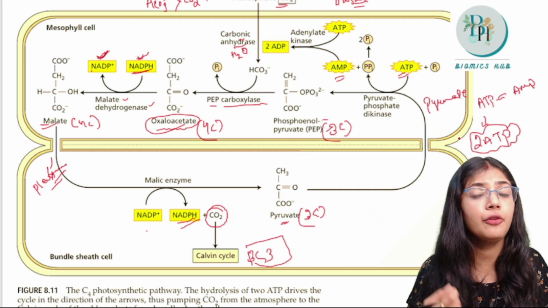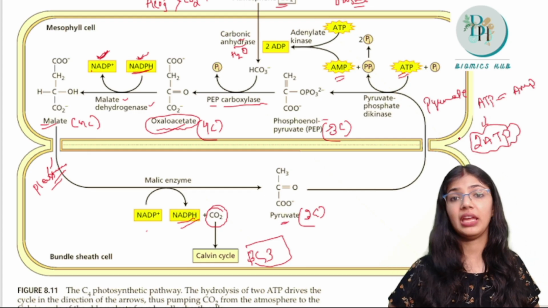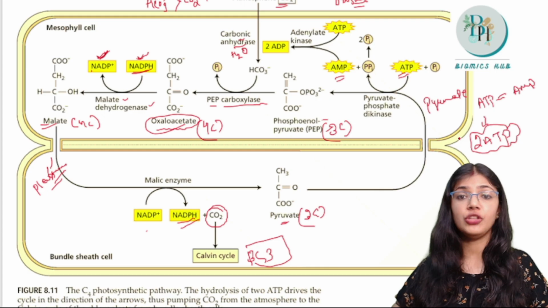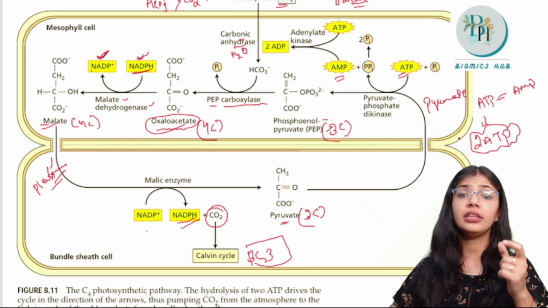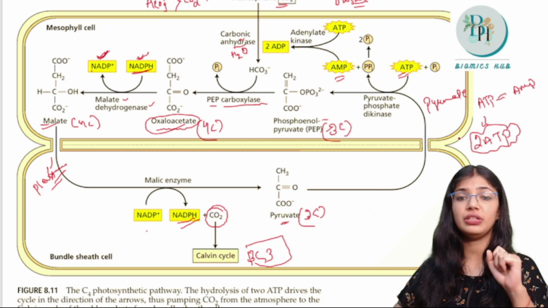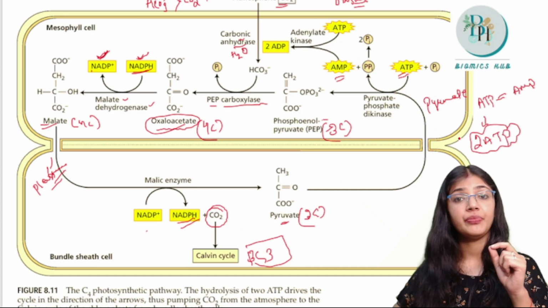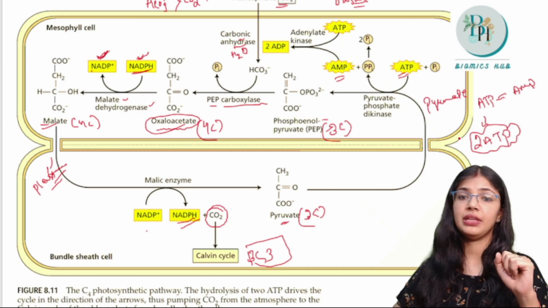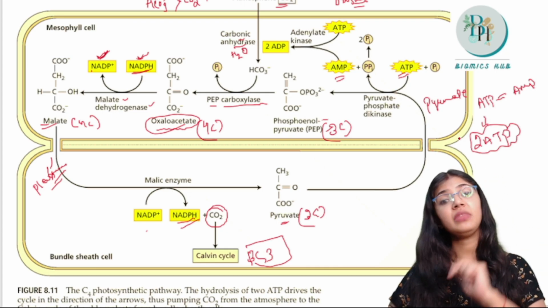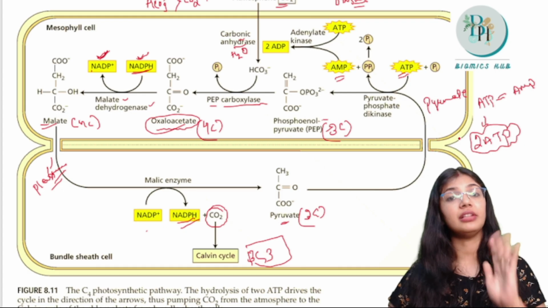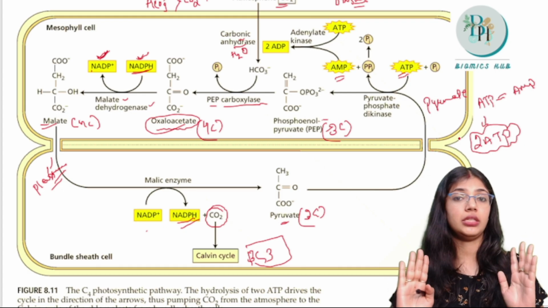So why is it utilizing 2 extra ATP? Because if it does not change its position for carbon dioxide fixation, and the Rubisco enzyme is present in the mesophyll cell, during this time it can work as an oxygenase. So here photorespiration will take place. So as compared to photorespiration, utilizing 2 ATP and fixation of carbon in the bundle sheath cell is more appropriate, or it requires less energy.